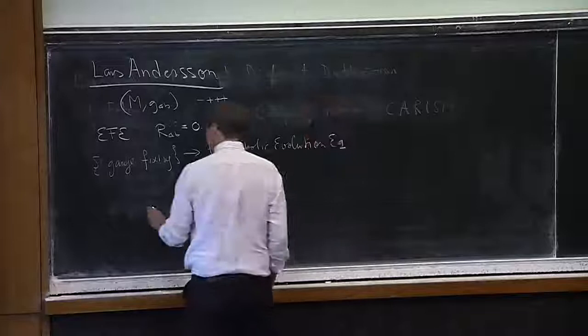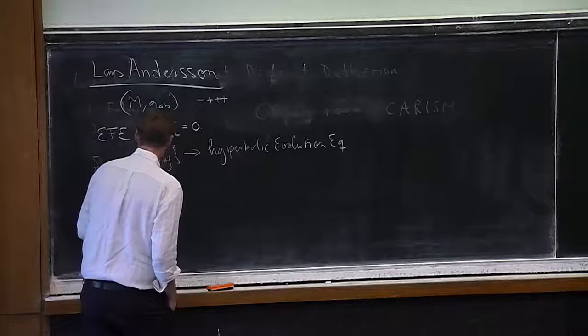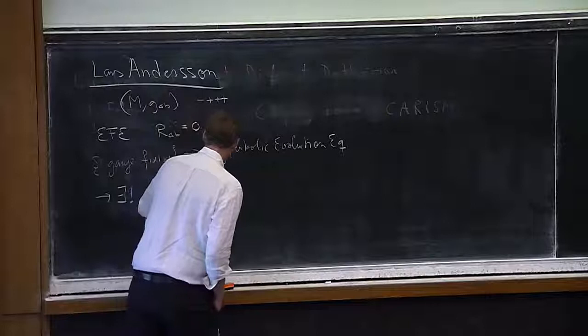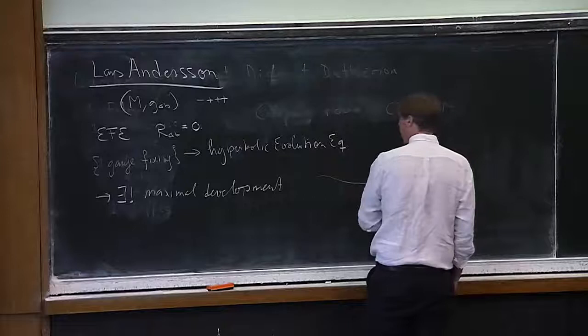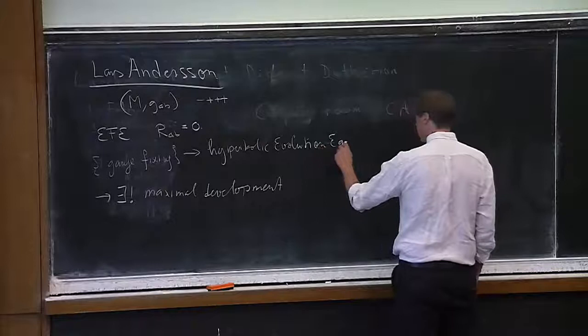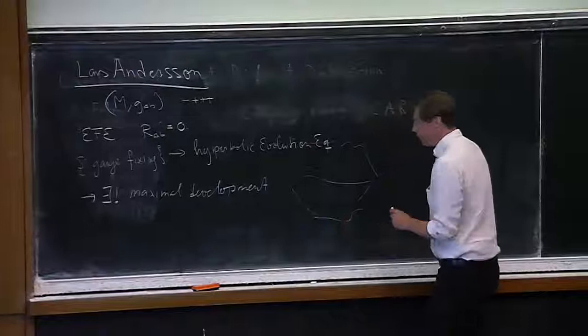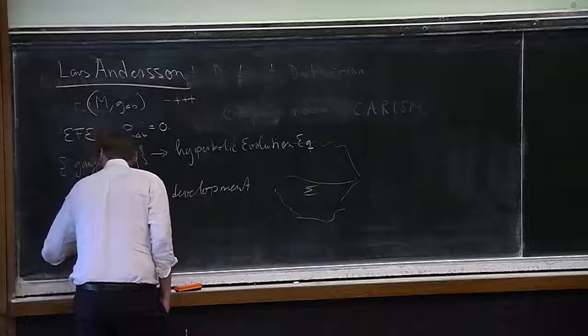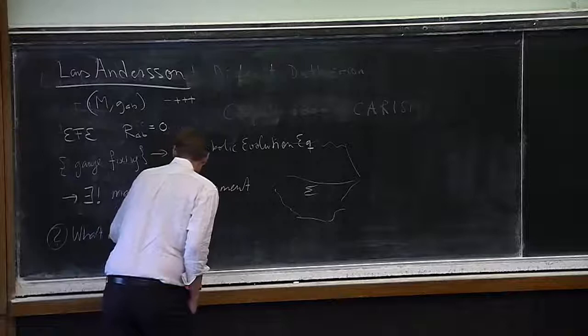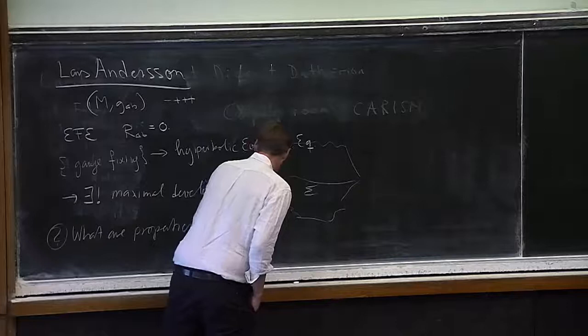So in fact, what is well known is that there is a unique maximal development. That means that if I give Cauchy data for this evolution equation, then there is a unique, up to isometry, maximal globally hyperbolic spacetime that this data set is contained in. So the question is, what are the properties of this development?